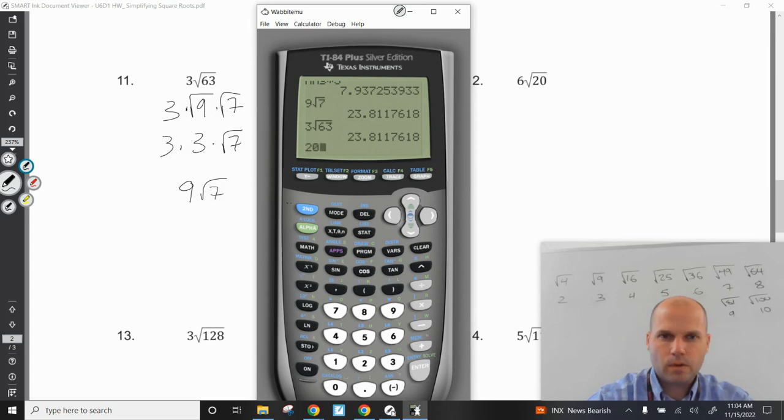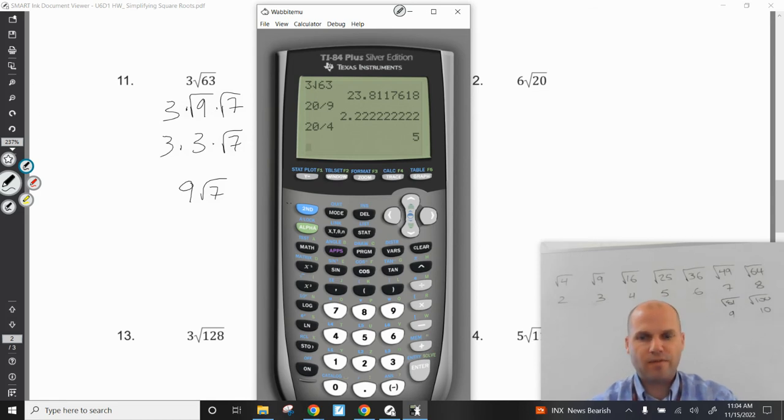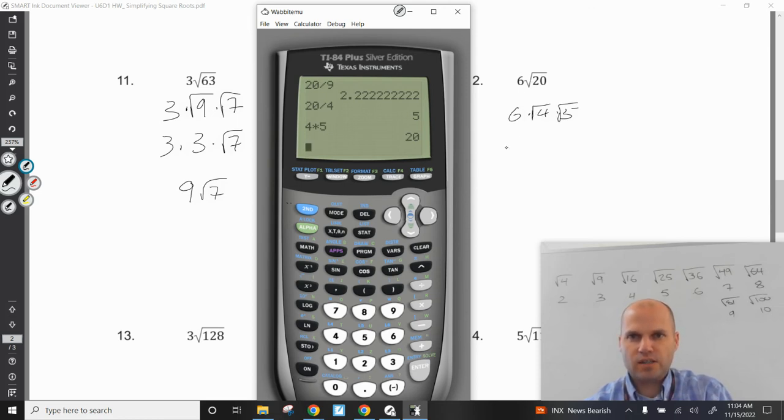Simplify root 20. 9? Nope. 4? Yep. 4 times 5 is 20. So root 20 is root 4 times root 5. Root 4 is 2. Root 5 is root 5.